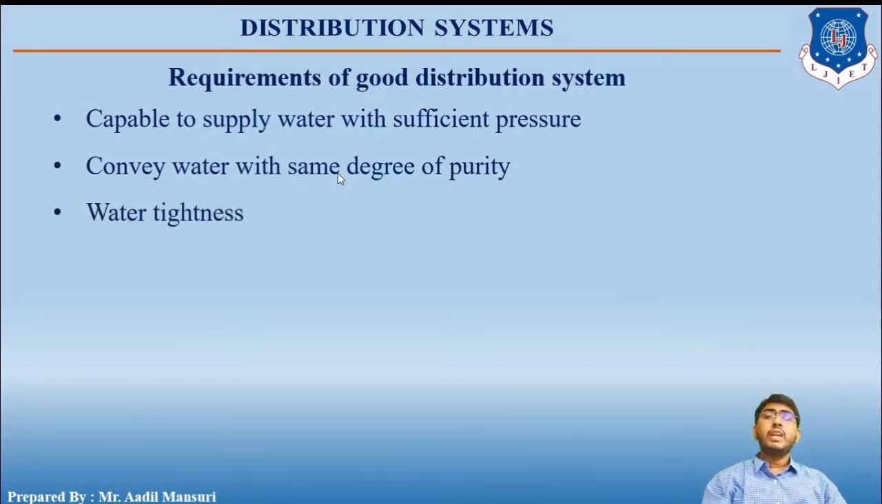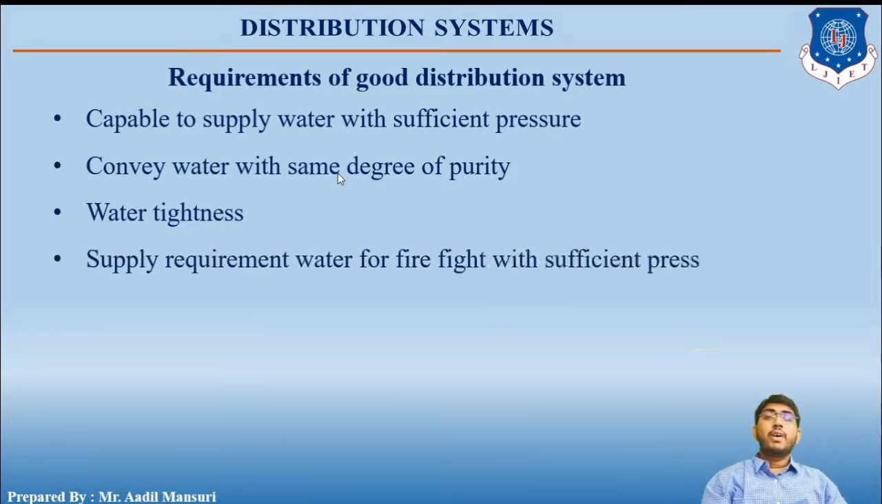Okay, next is all the joints of the water distribution system should be watertight. Next is supply requirement of water for firefighting with sufficient pressure. It means that the distribution system should be capable of providing sufficient quantity of water with sufficient pressure in case of any fire accident for dousing the fire.